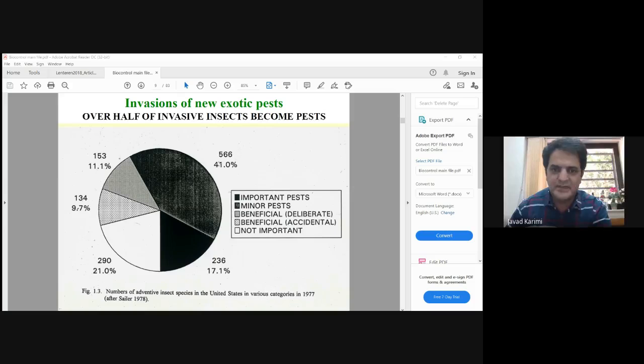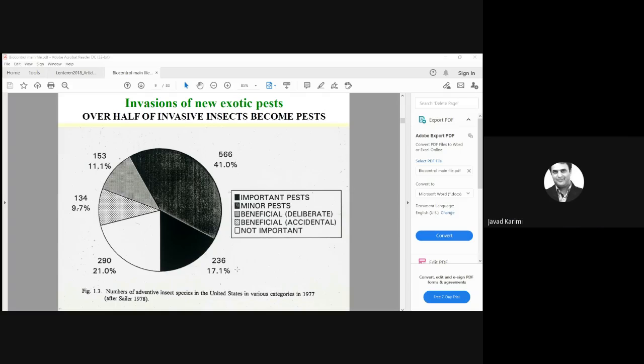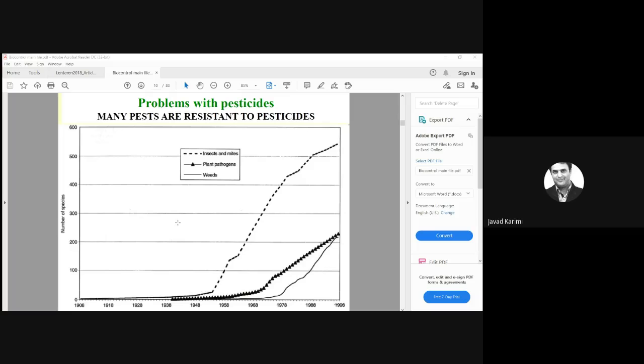This is an important pest which invaded different countries. You can see here that about 70% of species which entered the United States became important pests. This is a very, very important issue. Another issue is pesticide resistance.